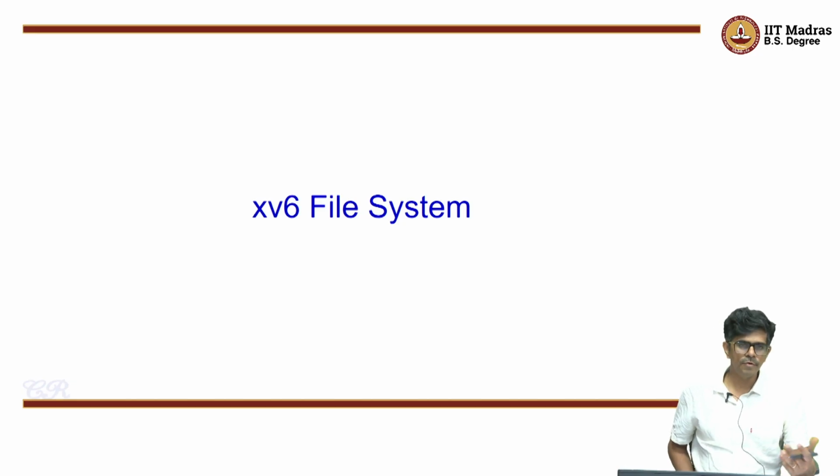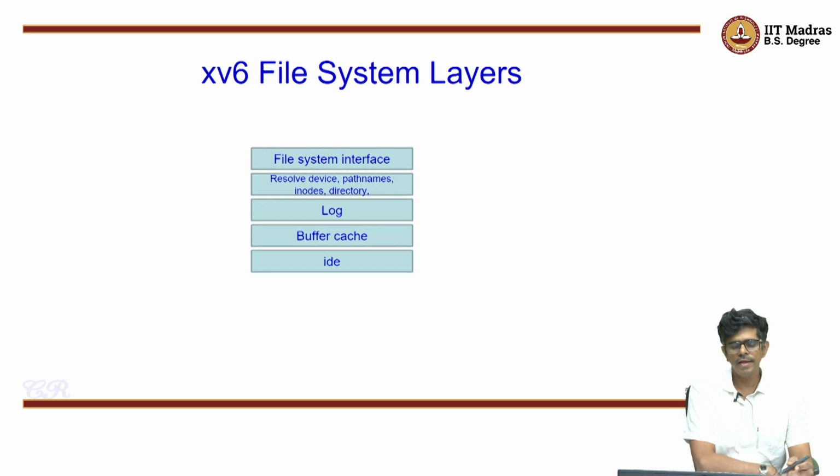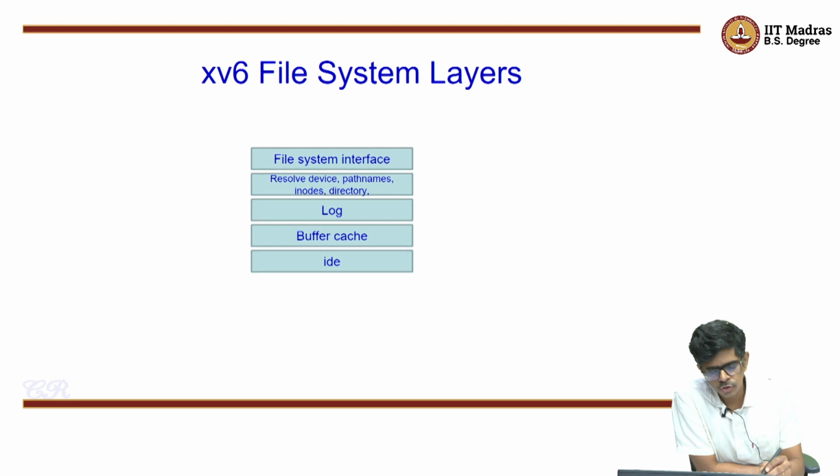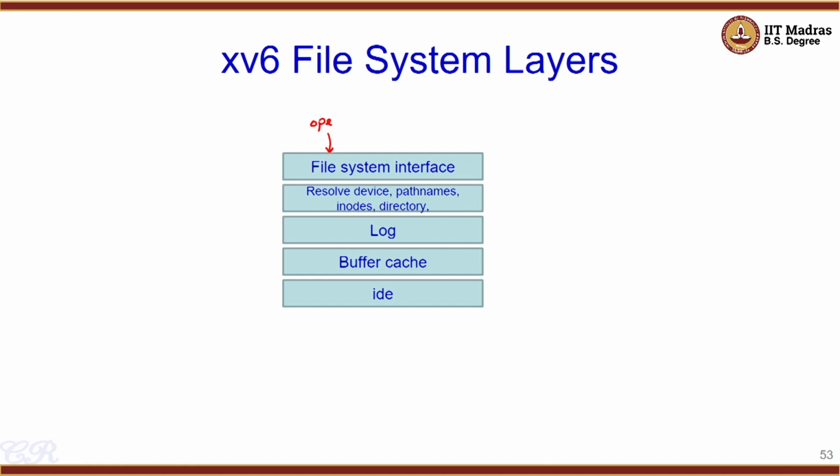So, we've looked a lot at various aspects of the file system. Now, we'll go very specifically and look at some notions of the xv6 file system and how it is implemented. At a high level, the xv6 file system has multiple layers. We have the file system interface right at the top. This is the layer which would essentially receive the system calls like open and write and read, for instance.